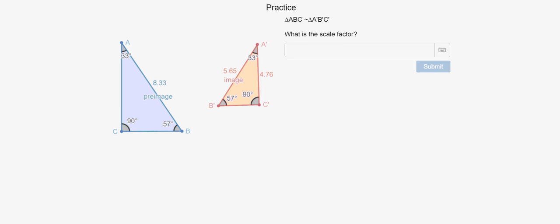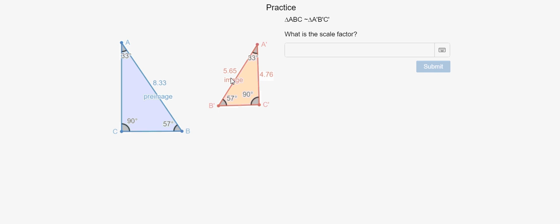All right, here we have a new set of triangles. Again, we're trying to look at the scale factor. So we're going to compare our triangle image, A prime, B prime, C prime, to your pre-image, A, B, C. If we look at the corresponding parts, we have only one pair of corresponding sides that we could use to write our scale factor. And those happen to be the hypotenuses of the triangles.